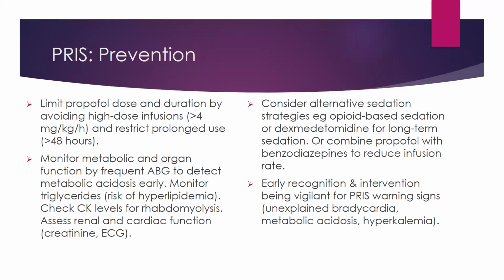Check your creatinine kinase levels for rhabdomyolysis. Once you suspect, sometimes PRIS can mimic severe sepsis. So that's why you want to look at your triglycerides level. You want to check your CK levels if it's elevated, and other renal cardiac function. This will help you to differentiate it from severe sepsis.